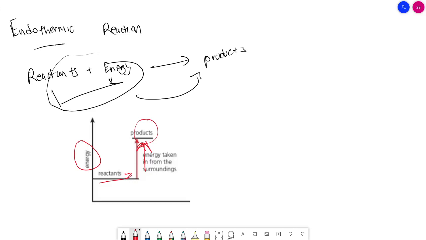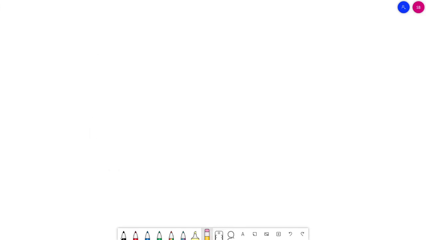So there you go. We've talked about endothermic, we've talked about exothermic. We've also talked about the physical change and the chemical change. Hopefully there is no question so far. With that being said, we move on to something called bond breaking and bond making.